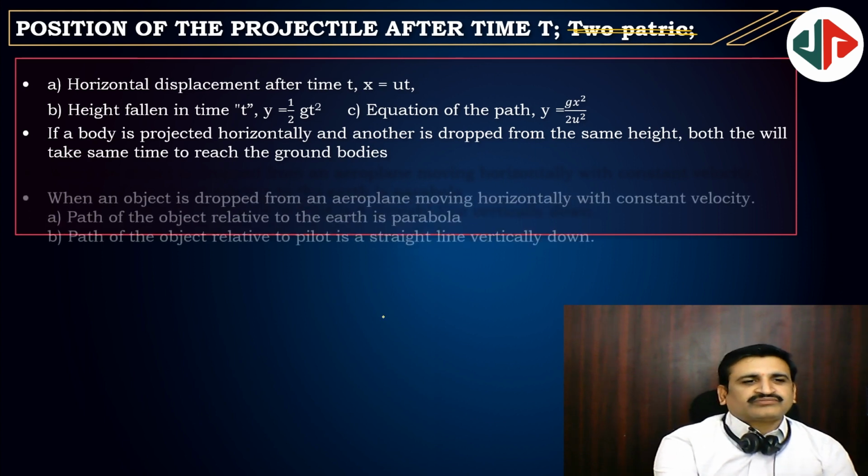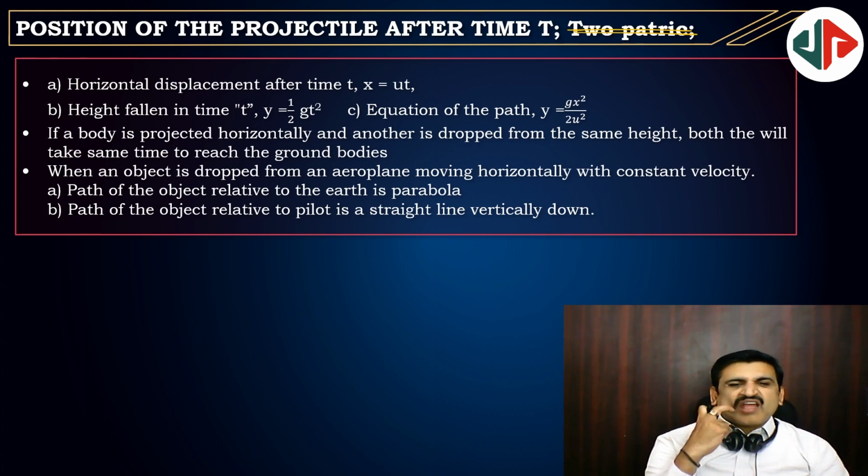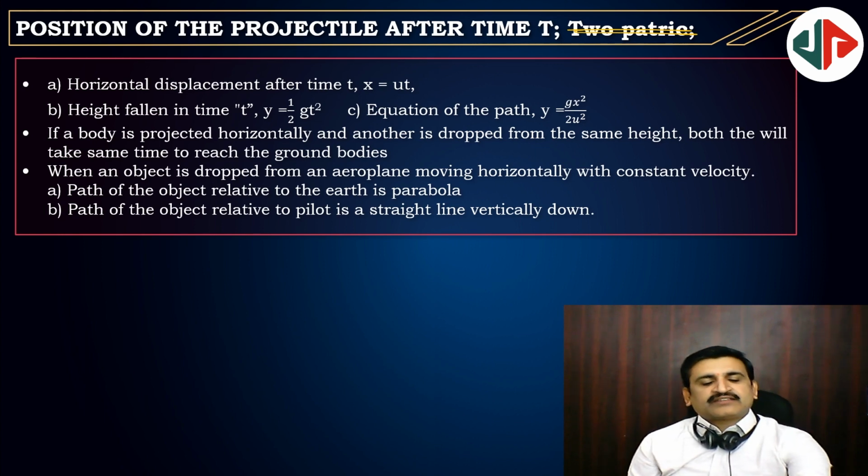When an object is dropped from an aeroplane moving horizontally with constant velocity, the path observed by someone on the surface is a parabola, and whoever is observing from the aeroplane will observe it in a straight line path.